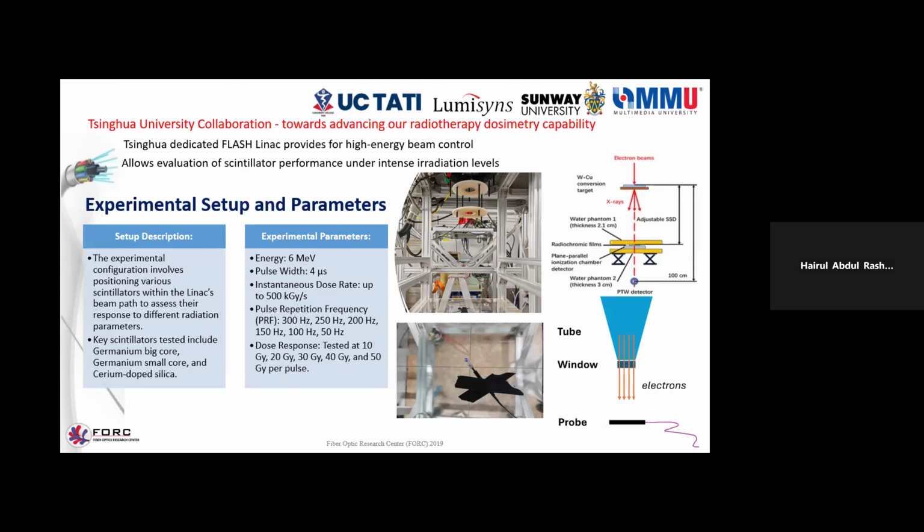Here are some photos and diagrams of the setup. We used our germanium-doped optical fiber dosimeter attached to a polymer optical fiber connected back to the readout unit. We tested it for different doses and different pulse repetition frequencies, with a fixed instantaneous dose rate of 500 kilogray per second.